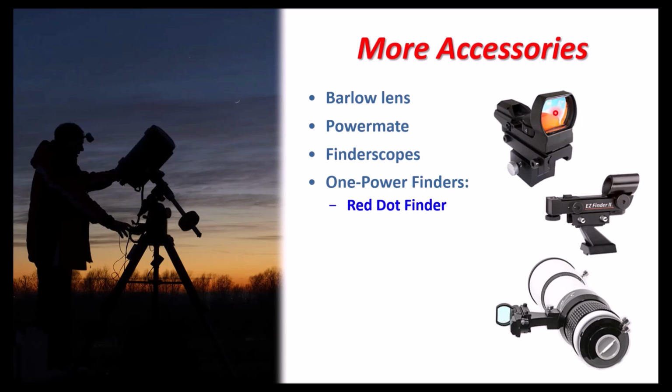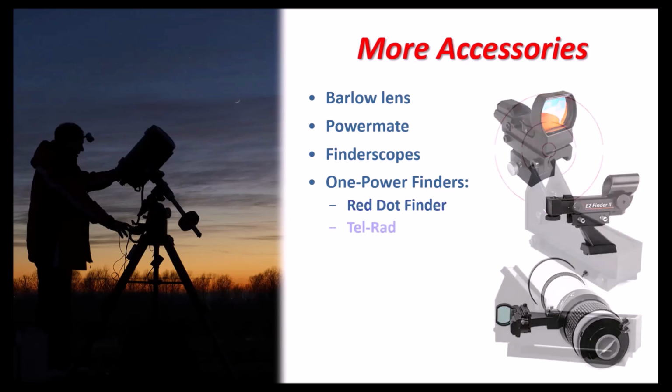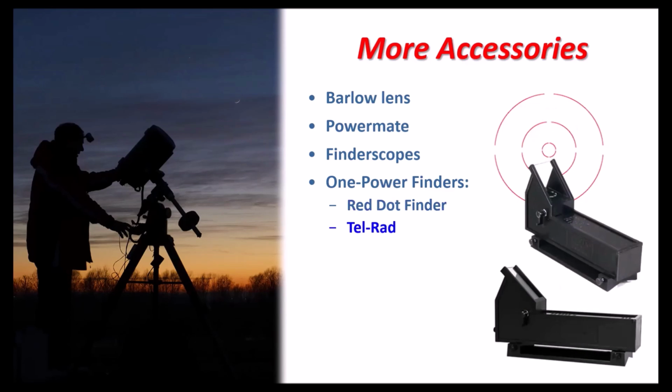So what these red dot finders do is they basically put a little red dot on the piece of plastic lens or glass screen there, and you just look, not close up, but kind of from a distance, through the red dot finder, and put the red dot on the star or planet or in the general vicinity of the deep sky object you're looking for, and assuming it's aligned correctly, it should be there.